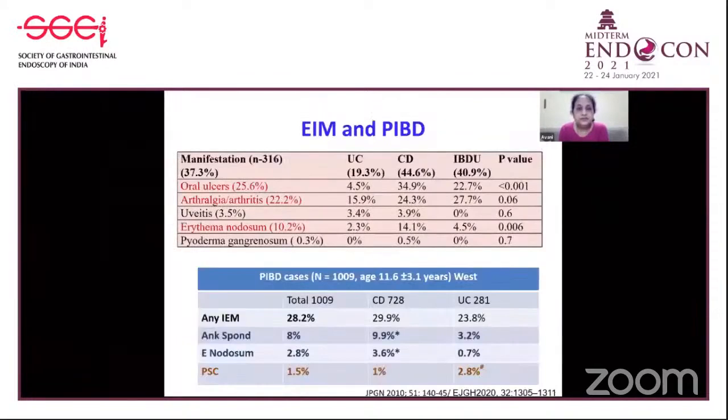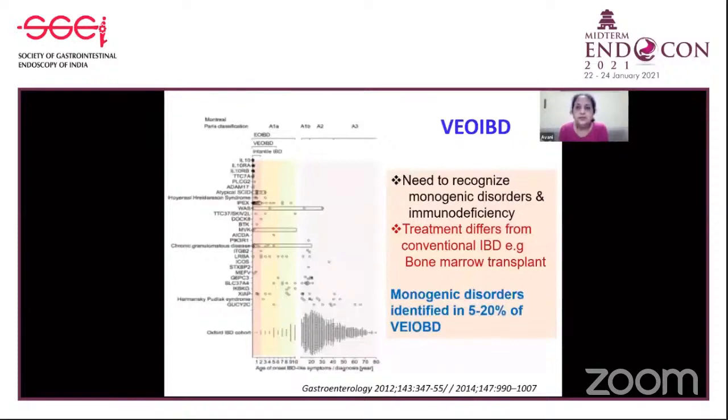Amongst the extraintestinal manifestations, in the data which we collected from various centers, nearly a third of our IBD patients had an extraintestinal manifestation, of which oral ulcers and arthralgia were the most common, more often seen in Crohn's disease as compared to ulcerative colitis, and so was erythema nodosum. While in the Western data, it has been clearly shown that arthritis and erythema nodosum were more common in Crohn's, whereas primary sclerosing cholangitis was more often seen in ulcerative colitis.